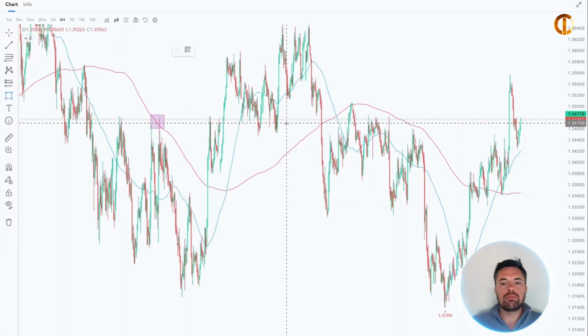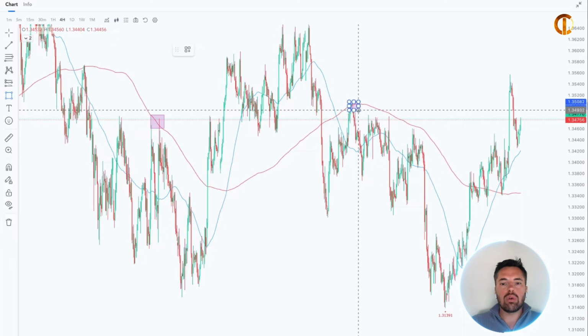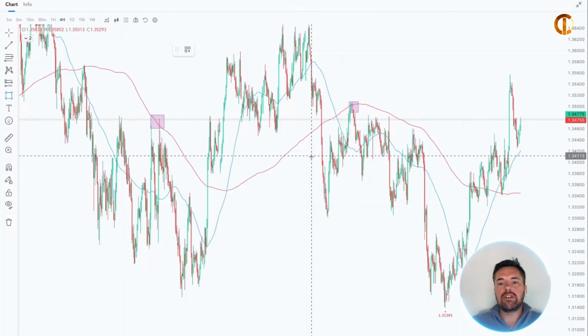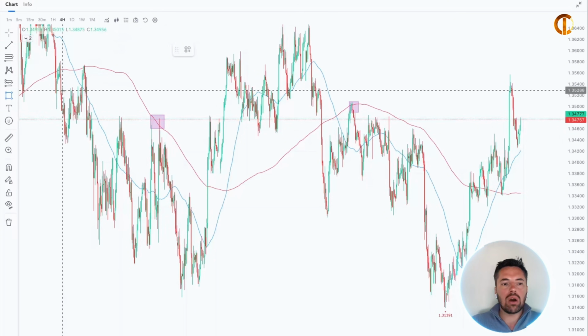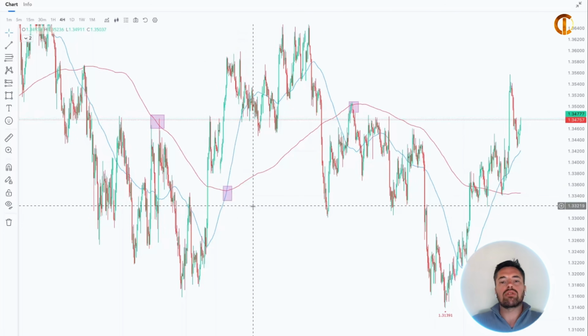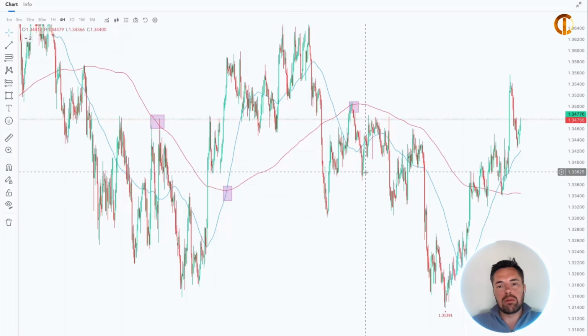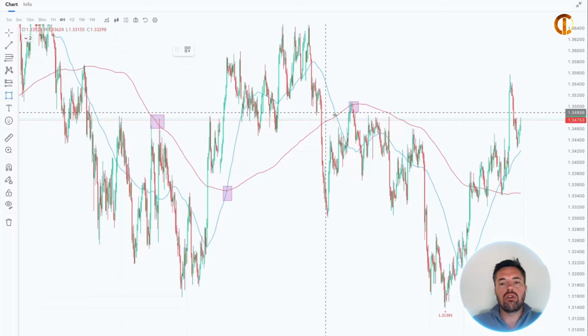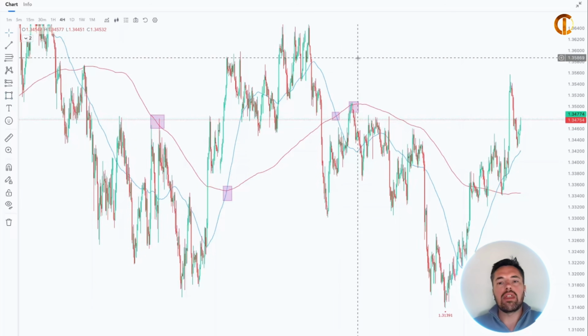The interaction between the 50 and 200 is also significant. When the 50 crosses above the 200, right, known as the golden cross, it shifts the structure towards bullish momentum. When the 50 crosses below, the death cross, it signals towards bearish momentum, right? These crossovers are not entry signals on their own, but they're powerful context for the overall bias.